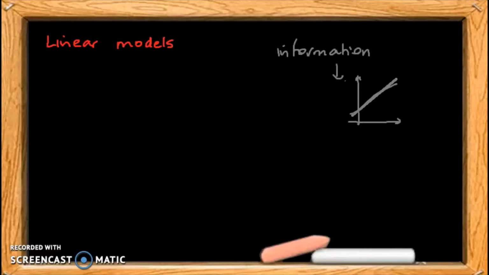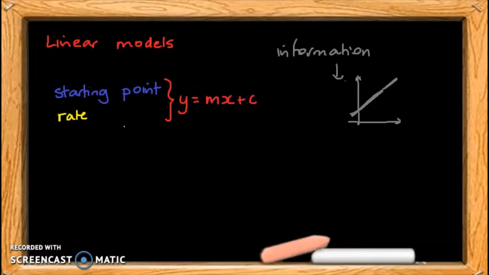There are generally two ways that we can be given information when we're asked to create a linear model. One of the ways is that we're given some sort of starting point and some kind of rate. And from that, we can create an equation in the form of y equals mx plus c, where my rate will be my gradient and my starting point will often be my y-intercept.